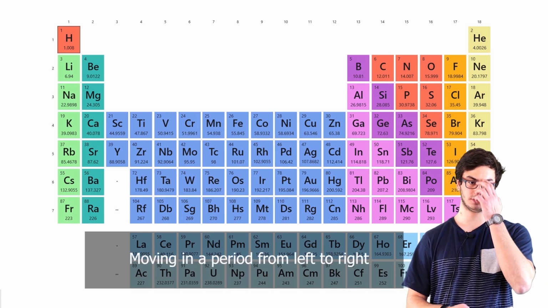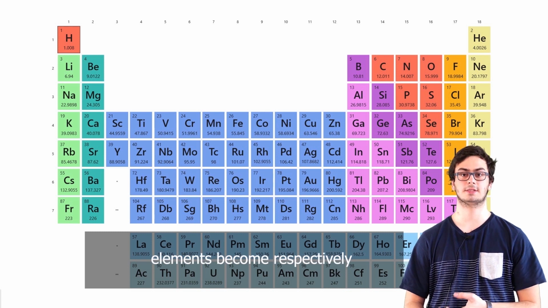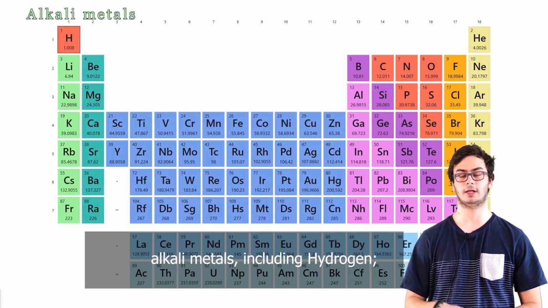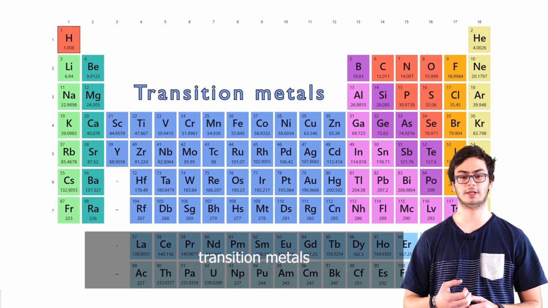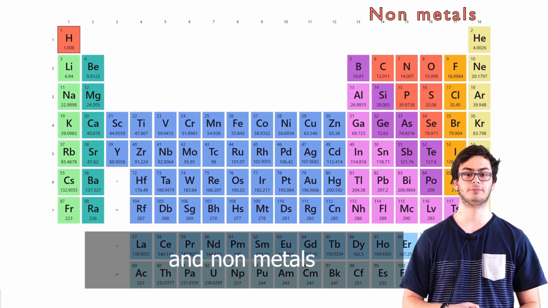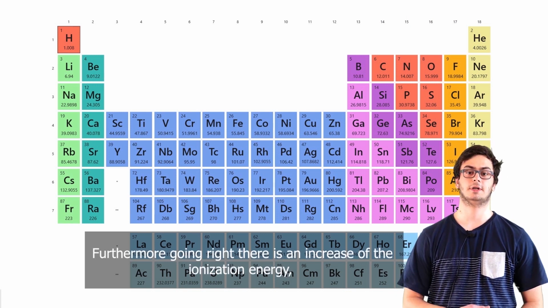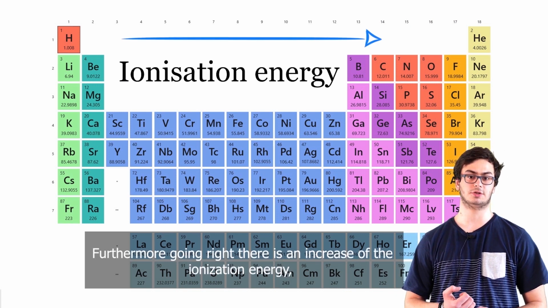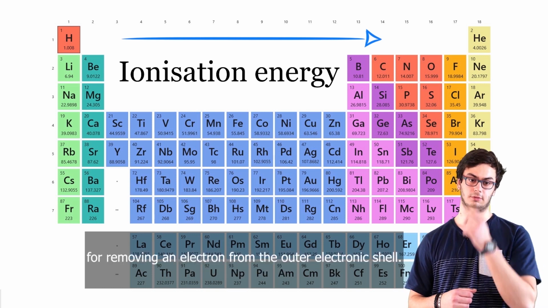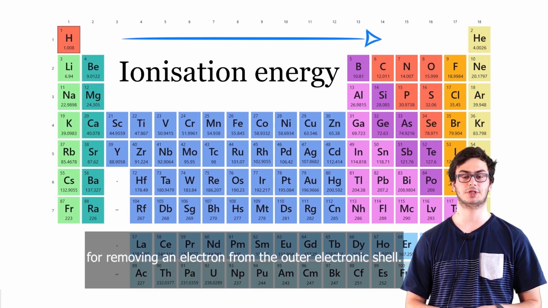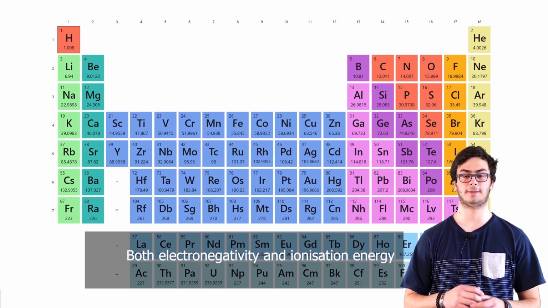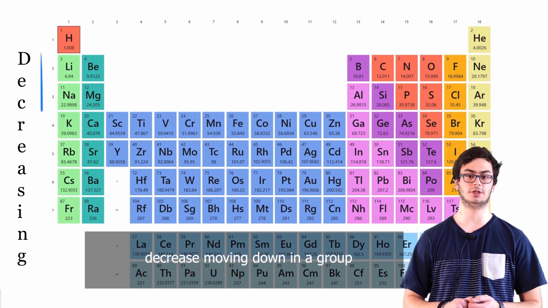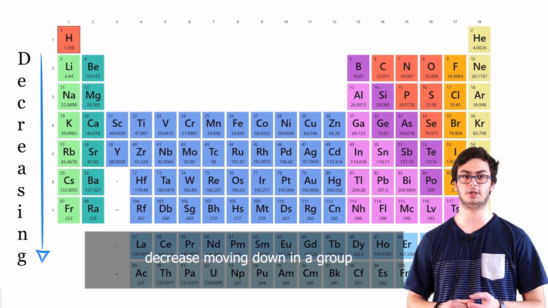Moving in a period from left to right, elements become respectively alkali metals, not including hydrogen, alkaline earth metals, transition metals, semi-metals and non-metals. Furthermore, going left to right, there is an increase in the ionization energy, that is the energy needed for removing an electron from the outer shell. Electronegativity also increases by moving from left to right. Both electronegativity and ionization energy decrease moving down in a group.